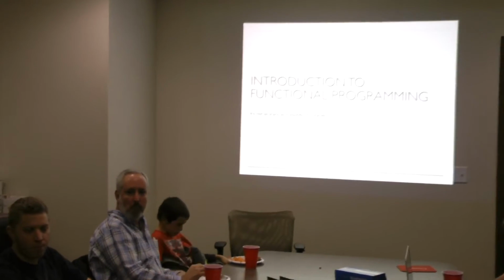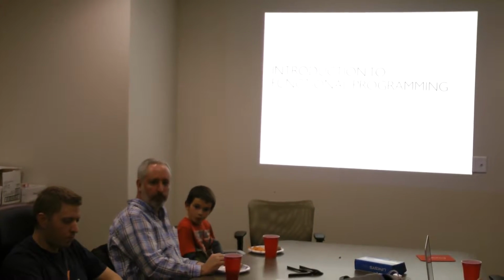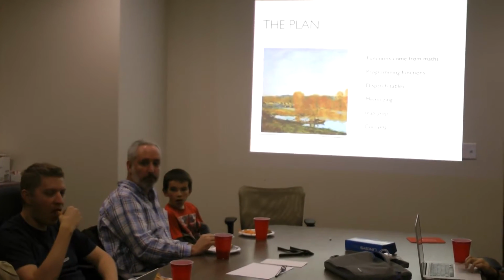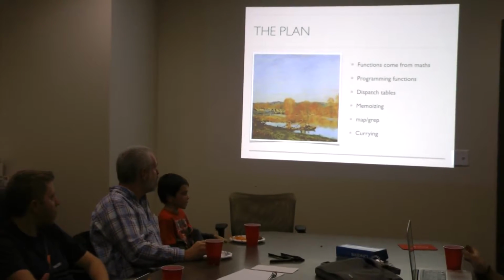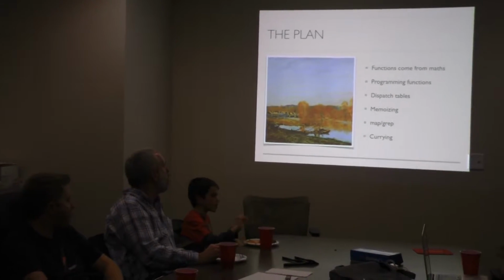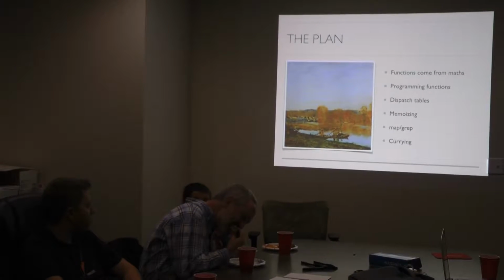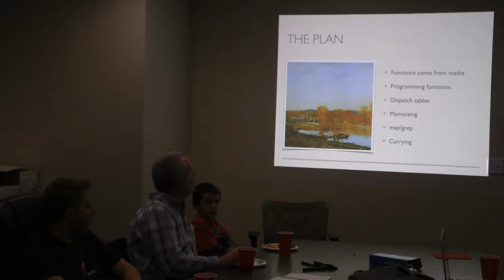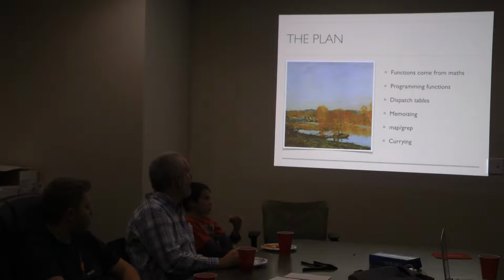There are extensive references on the last slide that you can copy down, or I'll email it to you if you'd like. Okay, so the plan is we're going to talk about functions, where they come from, in both mathematical and programming contexts. Then we're going to talk about 4 things commonly associated with functional programming: dispatch tables, memoizing, map, grep, and other list operators, and then finally currying. So we'll start here with maths.